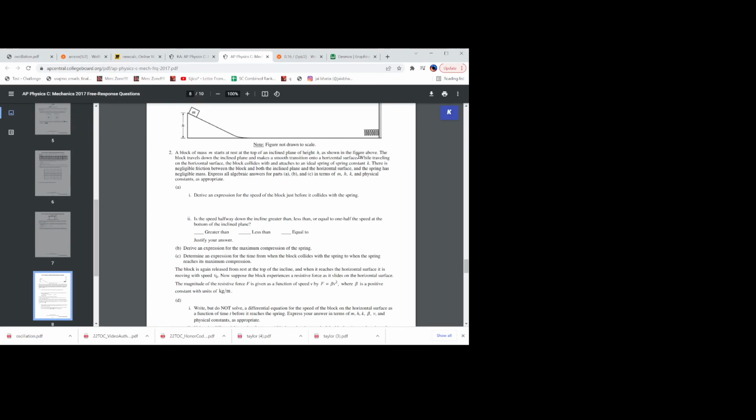Conservation of energy. Is there any friction? Negligible friction. Good stuff. Okay, whatever, you just find that. This is just going to be conservation of energy again. Determination: expression for the time when the block collides with the spring.